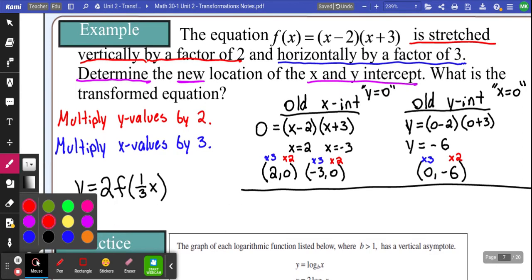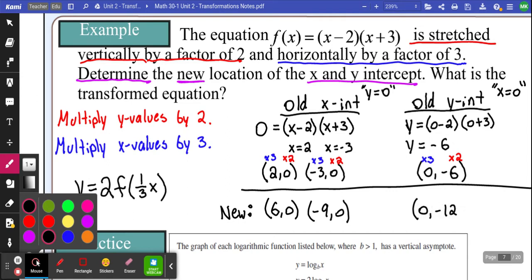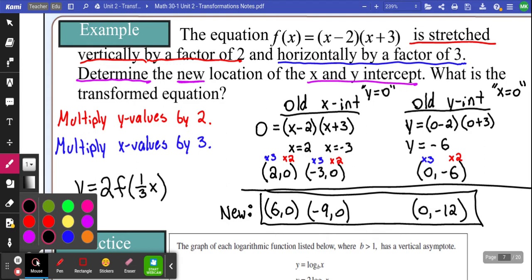So my new x-intercepts are at (6, 0) and (negative 9, 0), and my new y-intercept is at (0, negative 12). Stretching, not that bad. Better than yesterday.